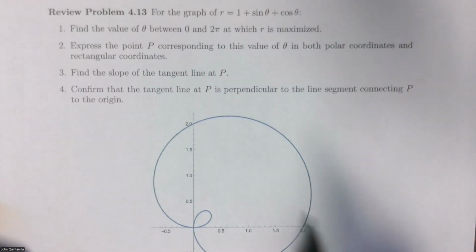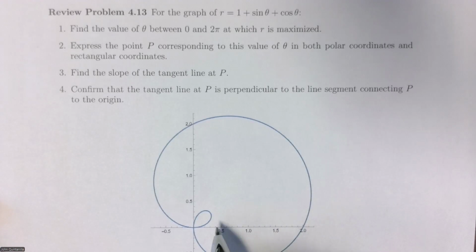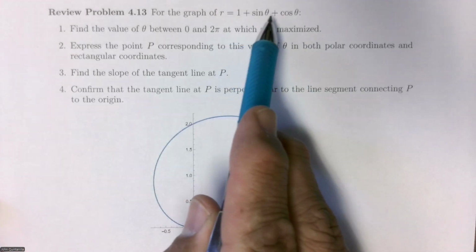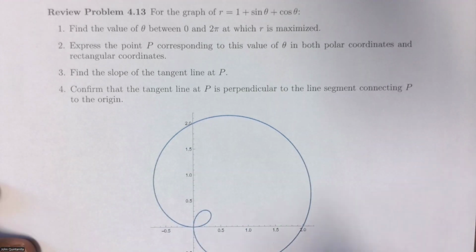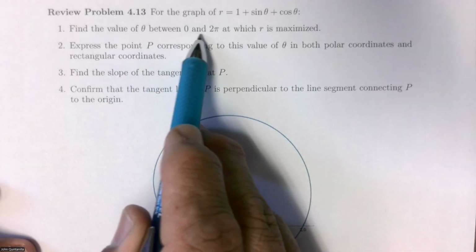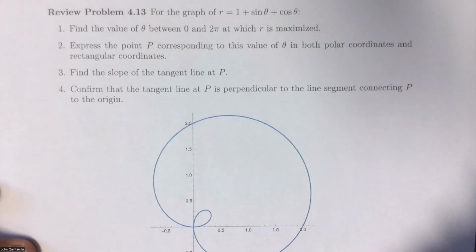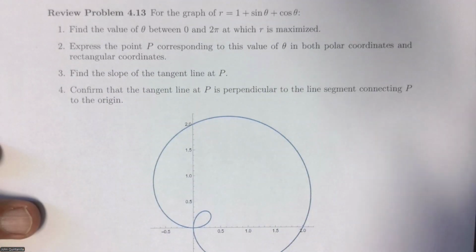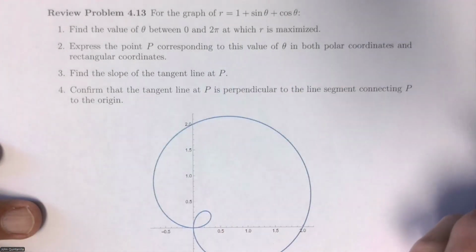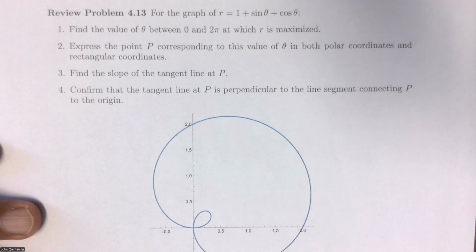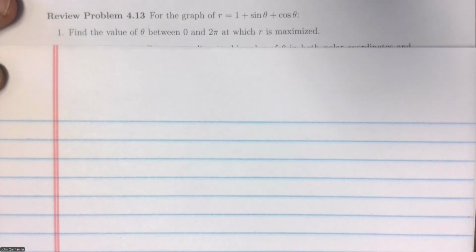For this problem, we're going to take a look at this function in polar form. r is equal to 1 plus sine theta plus cosine theta. Graph is down here. First part of the question, find the value of theta between 0 and 2 pi at which r is maximized. The way that we typically do this problem in calculus is we check the endpoints, we check the critical points, and we'll see what happens. So let's do that right now.